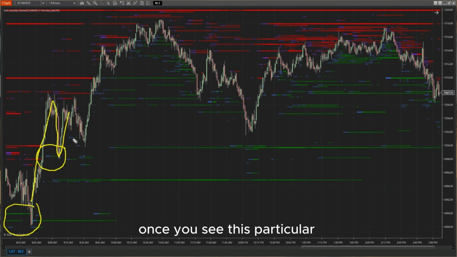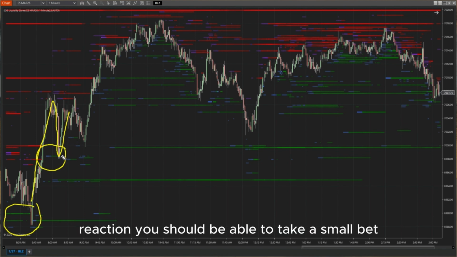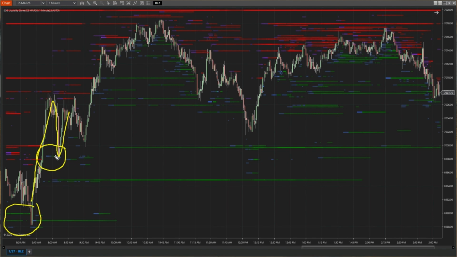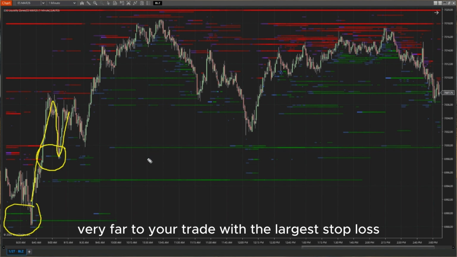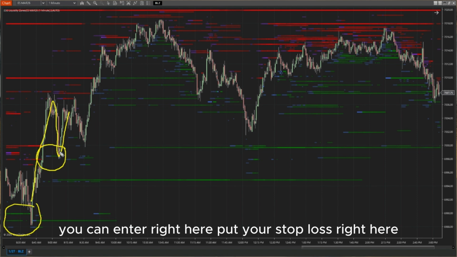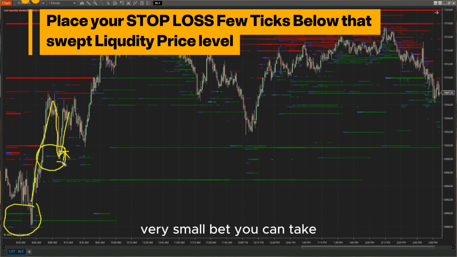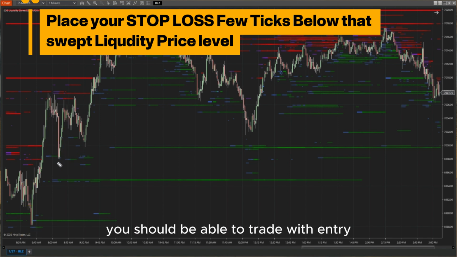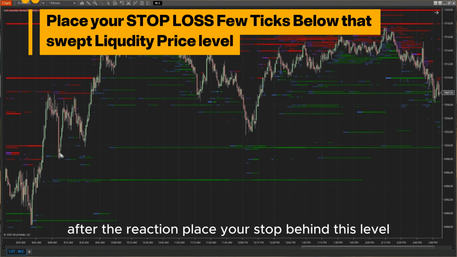Once you see this particular reaction, you should be able to take a small bet, meaning we are day traders. We don't want to trade anywhere and then put a stop loss very far, trading with the largest stop loss. If you see this kind of reaction, you can enter right here and put your stop loss right here. A very small bet that can help you take a long run. Anytime you see this kind of reaction, you should be able to trade with entry after the reaction. Place your stop behind this level.